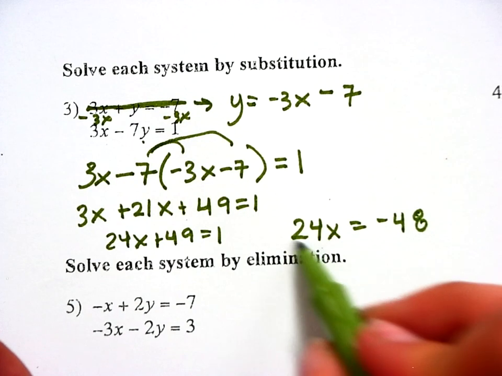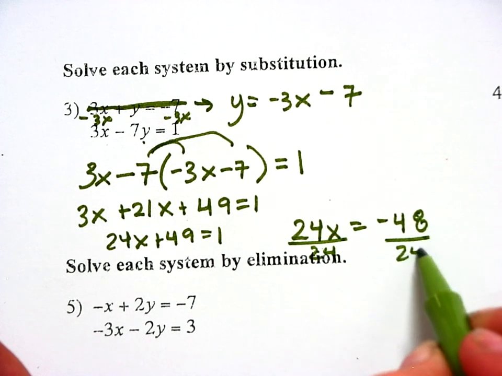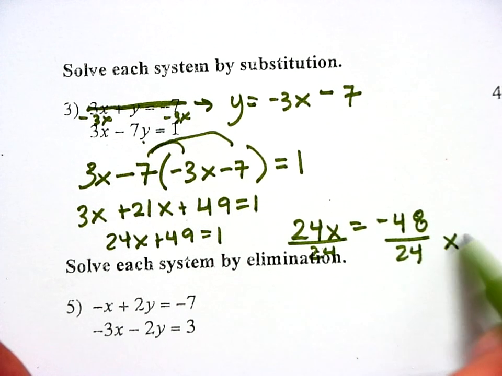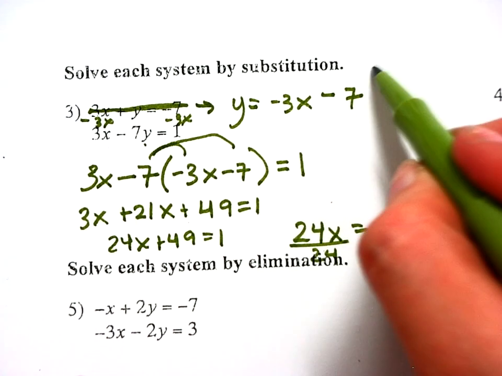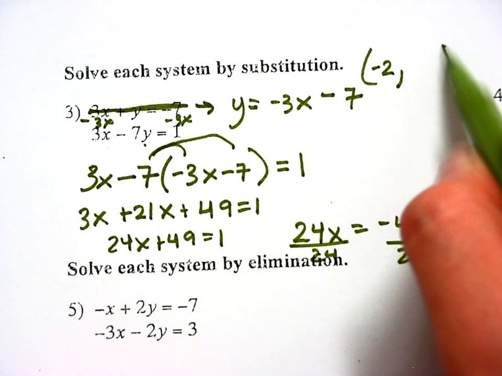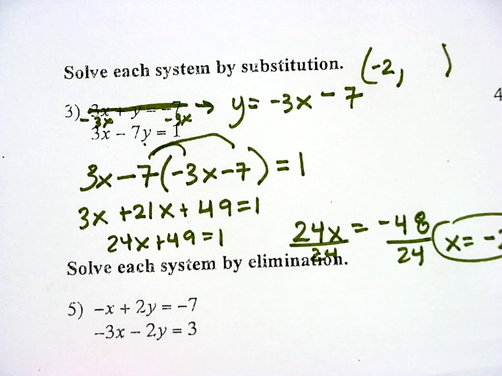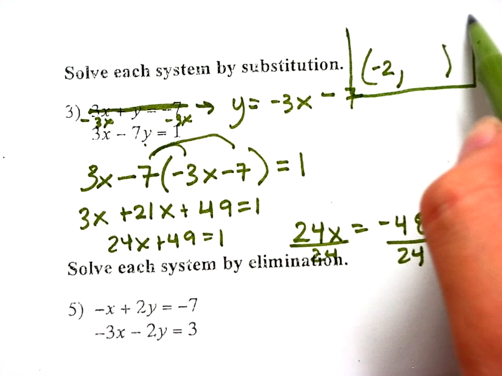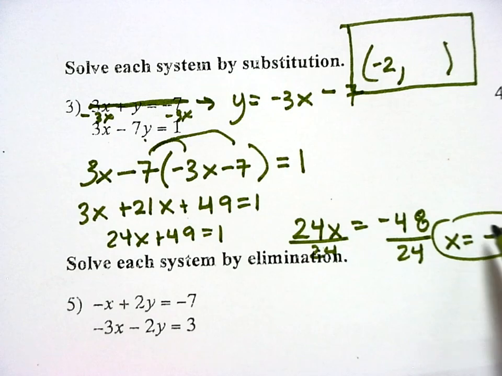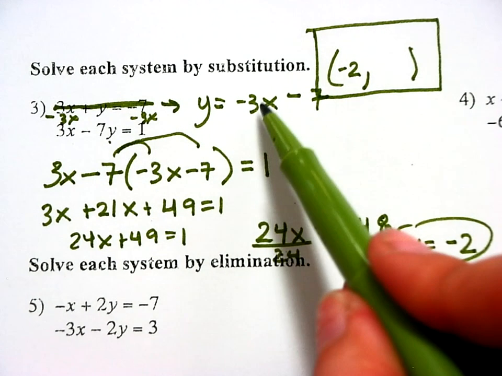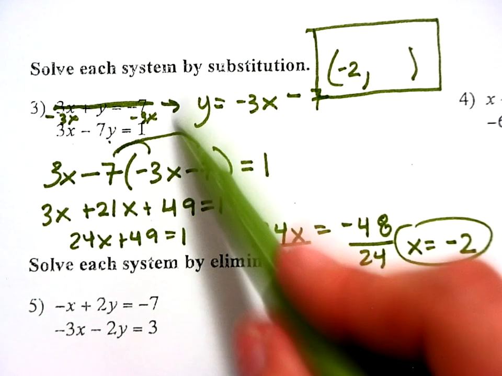And then I need to divide both sides by 24. Okay, so I get my x value is negative 2. So I'm halfway done with my solution. So my solution is negative 2 comma something. We'll put that in a box so we know that's going to be our solution. Okay, then we're going to take this negative 2 and we're going to substitute it into this equation. I want to know what my y equals.